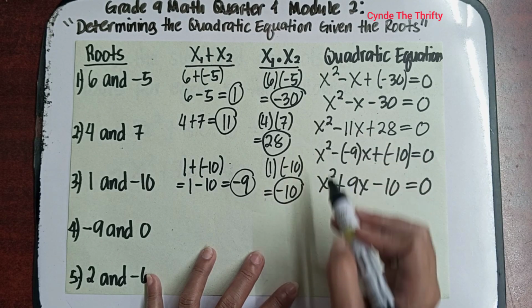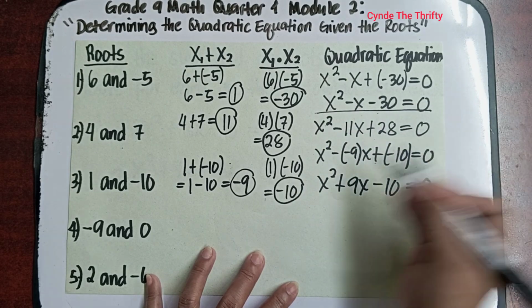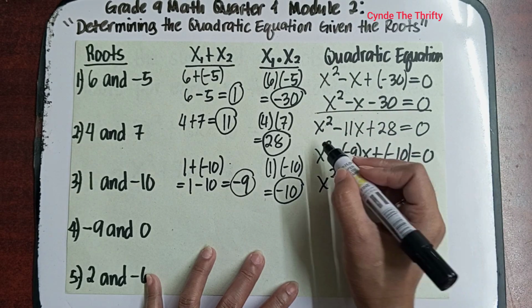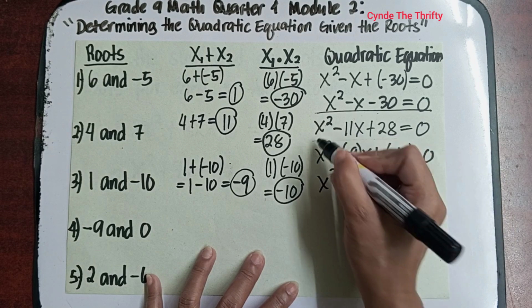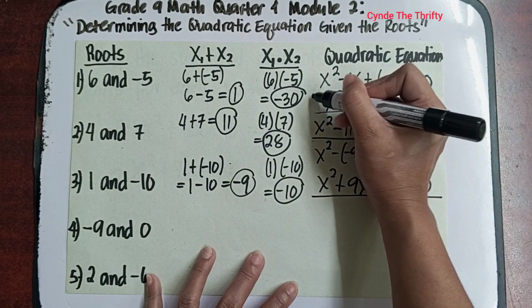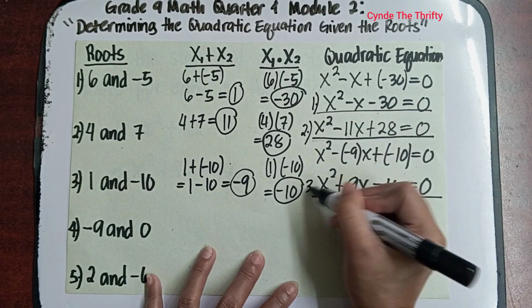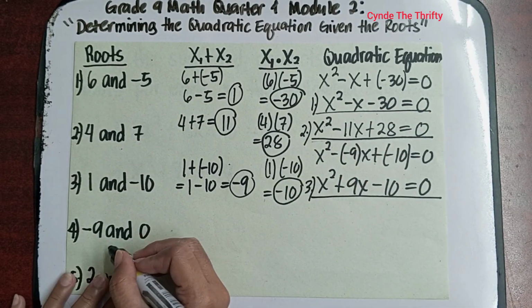Okay, baka malito kayo sa anong equation natin. Okay, so ito yung equation natin sa first. Ito yung pangalawa. Ito yung pangatlo. Okay, so 1, 2, 3. Example number 4 naman tayo.